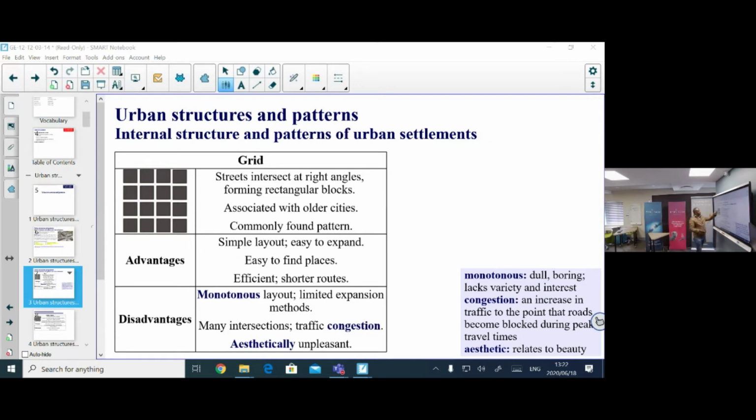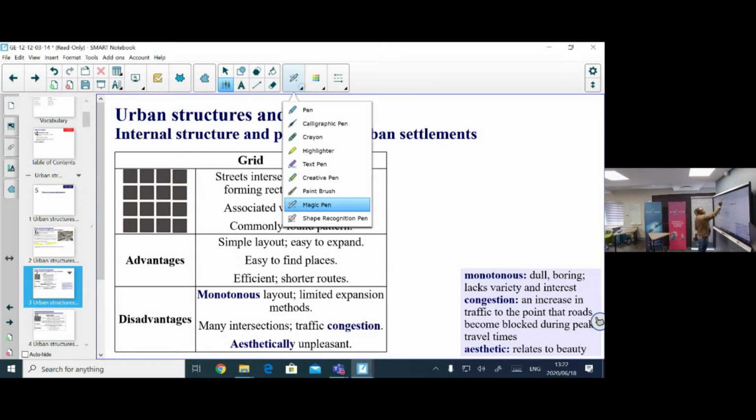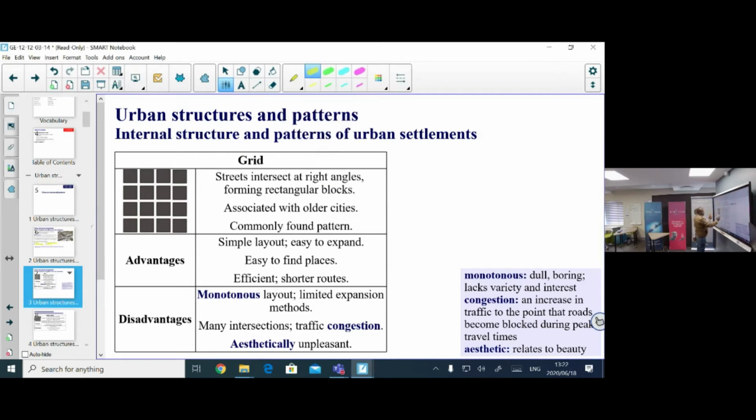Let's look at the grid. Streets intersect at right angles, forming rectangular blocks, associated with older cities, a commonly found pattern. The advantages: we have got a simple layout, easy to expand, easy to find places, efficient and shorter routes. Then we have disadvantages. It is monotonous, a monotonous layout, limited expansion methods, many intersections, traffic congestion, aesthetically unpleasant.